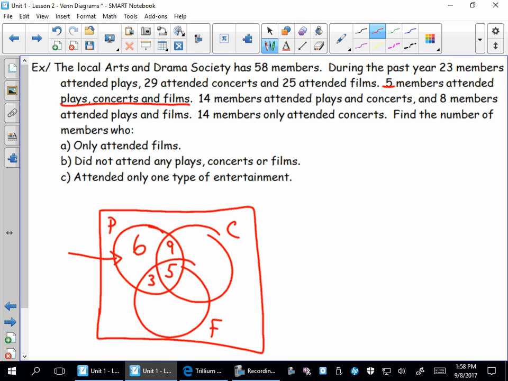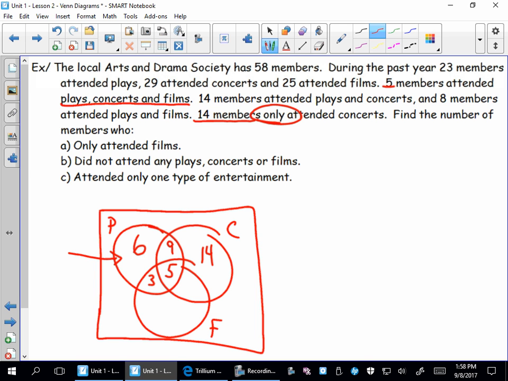Okay, but I was given one more piece of information, and there's a key word there. 14 members only attended concerts. The way that's worded is trying to tell me these people didn't see films, they didn't see plays. I can fill that right in without subtracting. I don't need that.